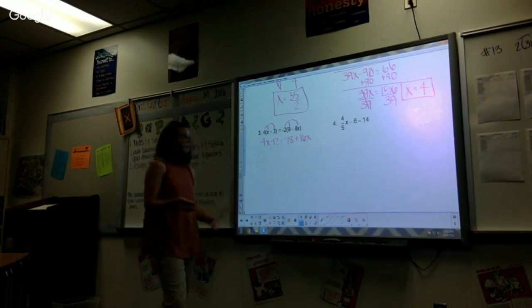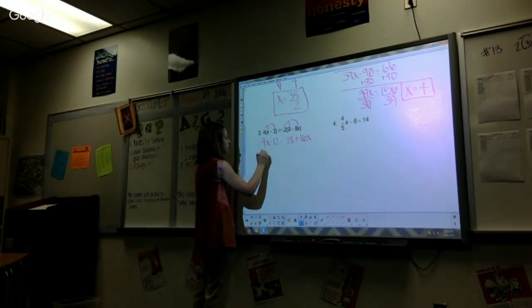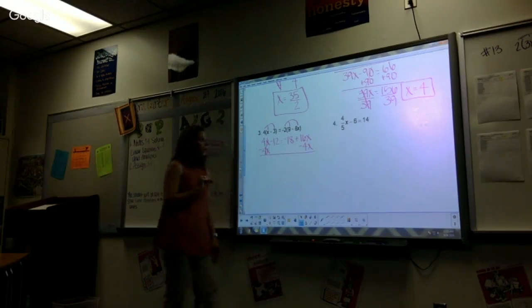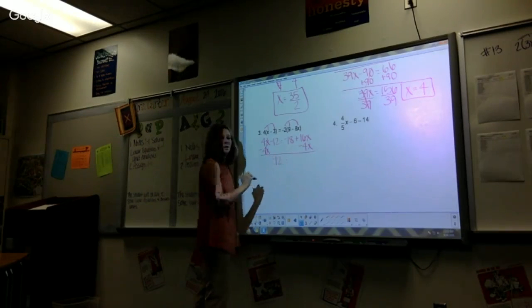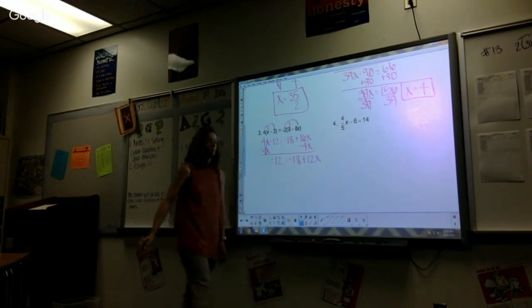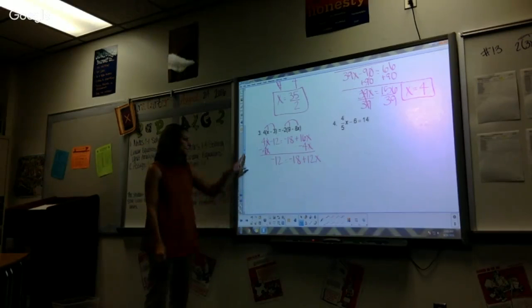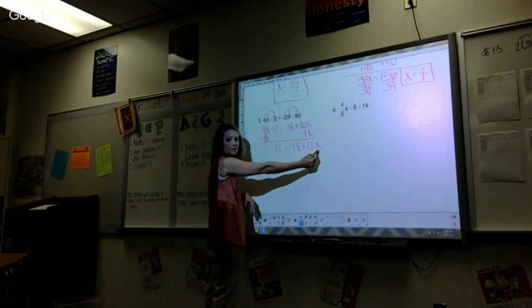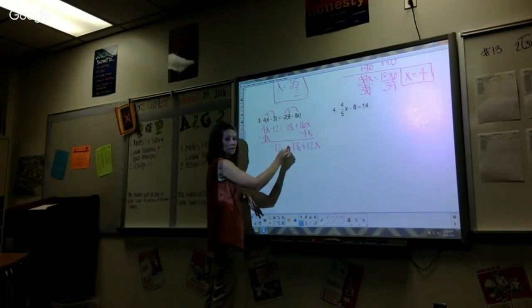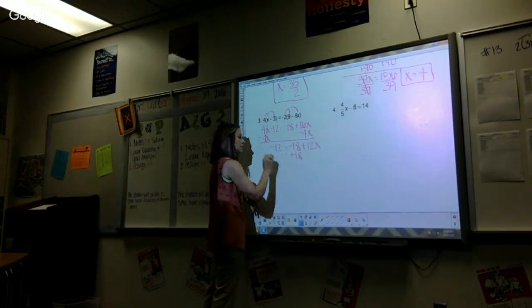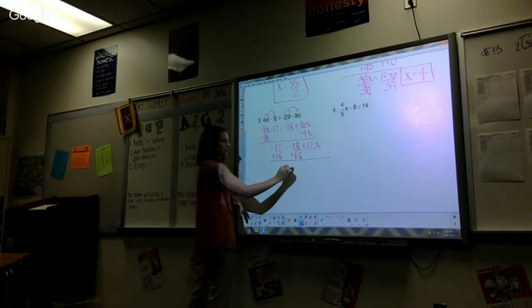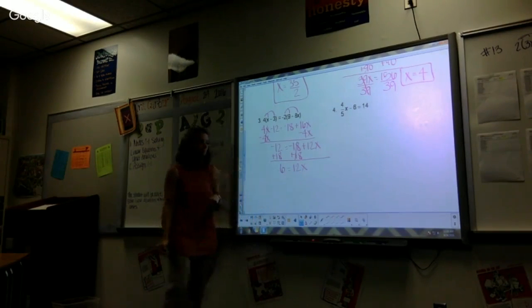Okay, so variables on both sides, that's going to be my next step. So I'm going to subtract 4x from both sides. I'm left with negative 12 equals negative 18 plus 12x. Notice this time my x is on the right side of the equation, but it doesn't really matter. I'm trying to get it by itself. So I'm going to move this negative 18 by adding it to both sides, and we're left with 6 equals 12x.